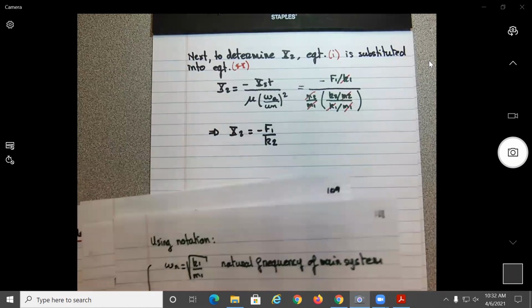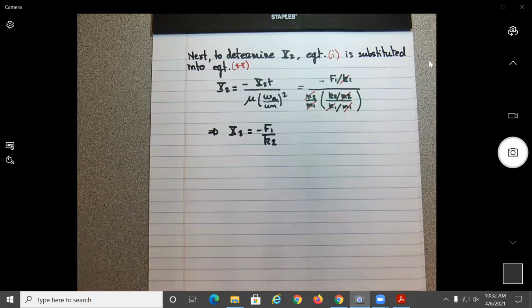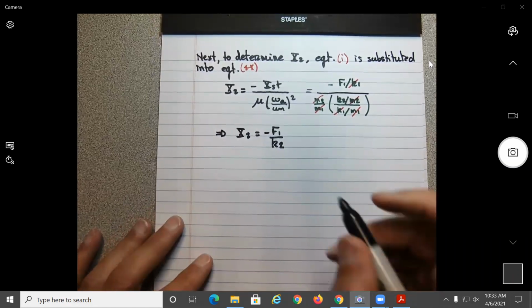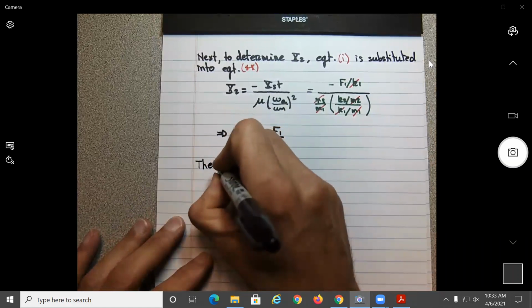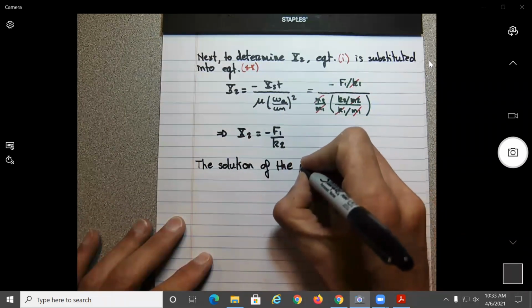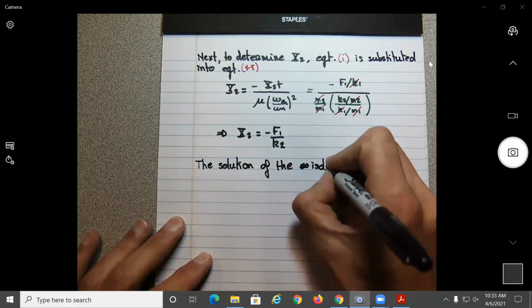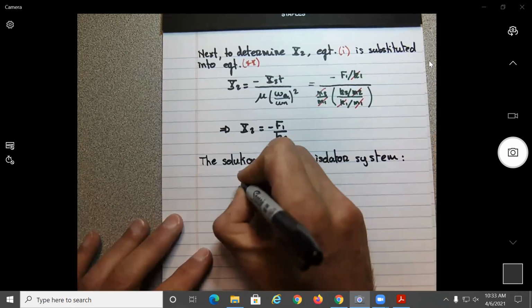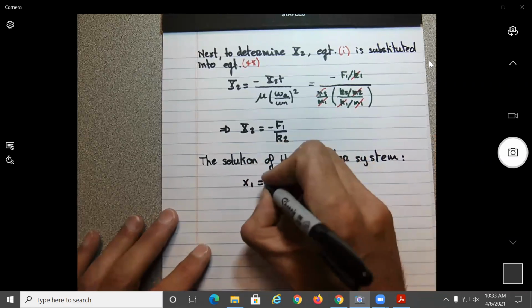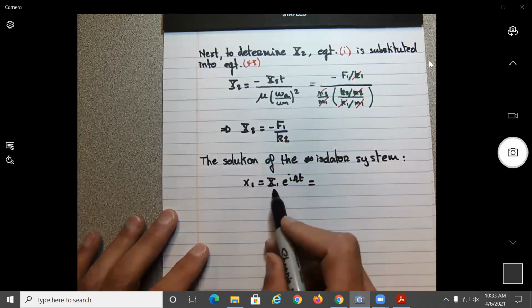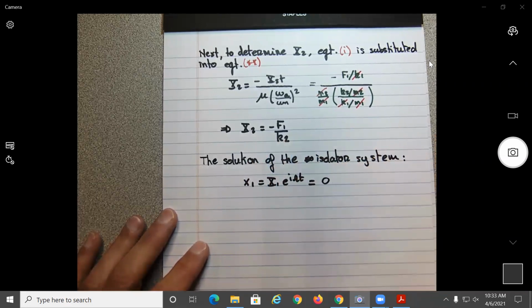So, in this case, the solution of the isolator system would be what? What would be X1? The little X1. What was the assumed solution? Capital X1, e^{i omega t}, no? But this time, what is X1? Zero. So ideally, X1 should be zero.